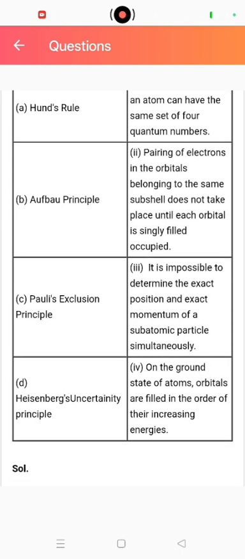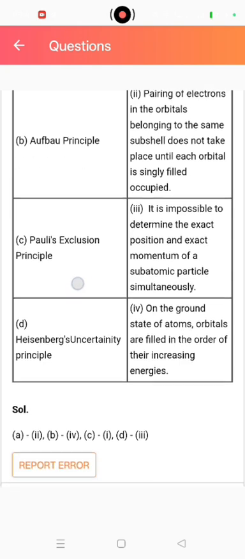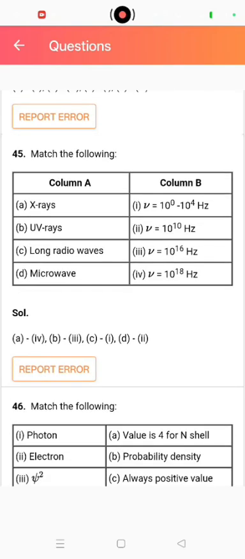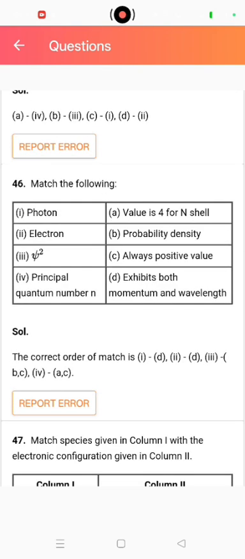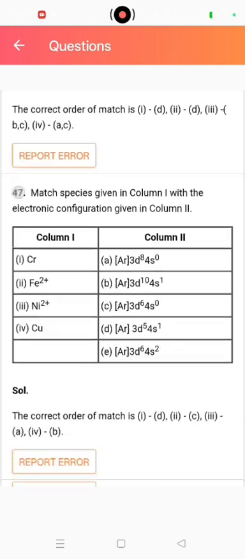Heisenberg uncertainty principle: it is impossible to determine the exact position and exact momentum of a subatomic particle simultaneously. Okay, you have to study all these. Then, psi square means probability density. Okay.